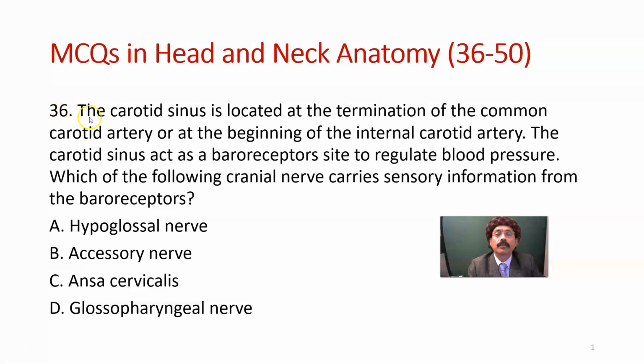Question number 36. The carotid sinus is located at the termination of the common carotid artery or at the beginning of the internal carotid artery. The carotid sinus acts as a baroreceptor site to regulate blood pressure. We have two carotid sinuses, one on each side. Which of the following cranial nerves carries sensory information? There is the afferent information from the baroreceptor.